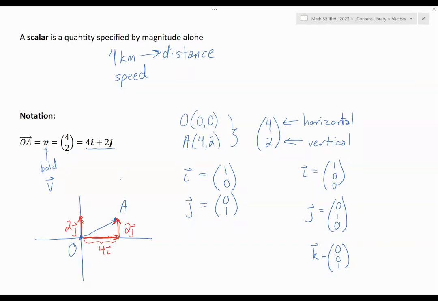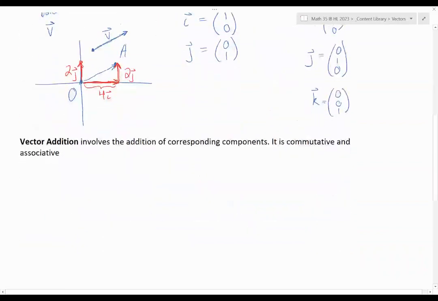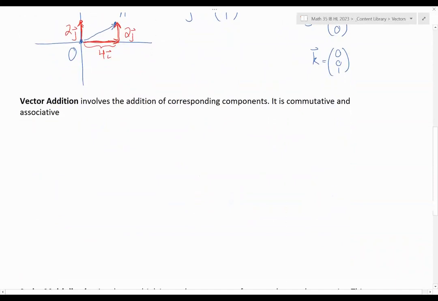So vectors are equal if they have the same direction and magnitude, regardless of whether or not they have the same position. So 2j is 2j no matter how I move it around. So this vector OA would be equivalent maybe to some other vector if I draw a vector here that has the exact same direction and magnitude. I could call that vector v, and vector v does equal OA, even though they're not in the same position. Now, vector addition involves the addition of corresponding components.